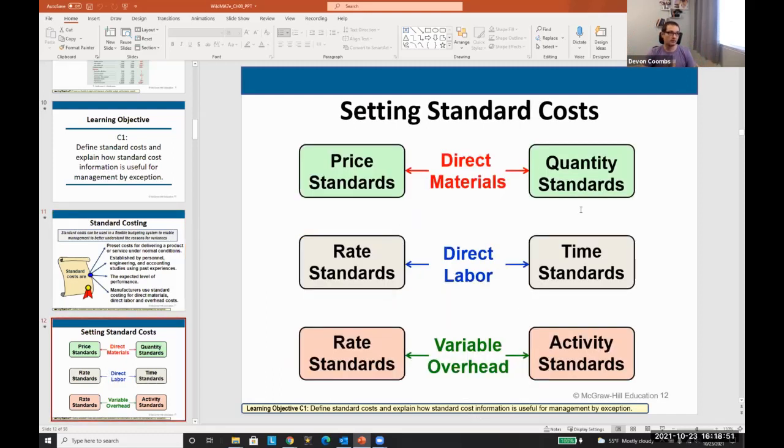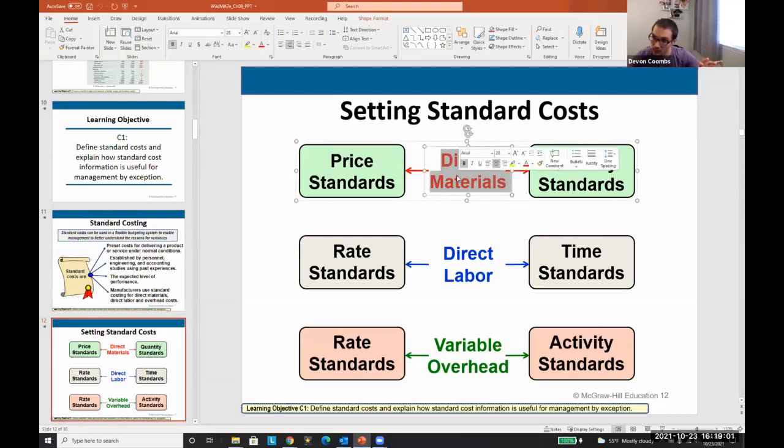Memorize this sheet, this tab right here. These are what we really care about. So if we're worried about direct materials, there's really two buckets that can go wrong: the price or the quantity used. In this class, of course, we could worry about quality too, but that's for a future class.